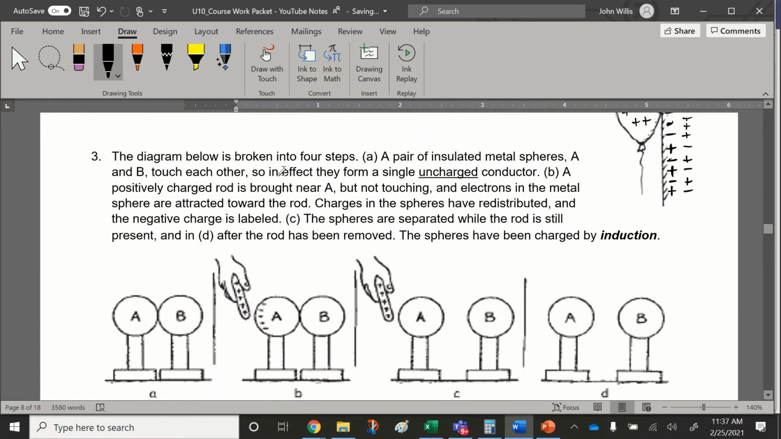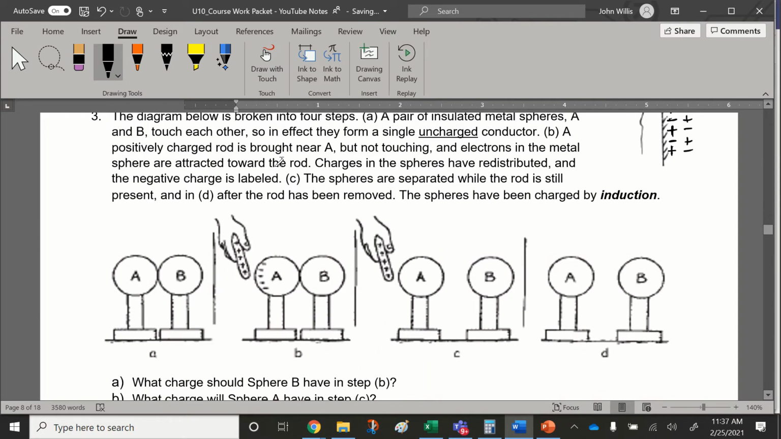Number three, this is how you can induce a permanent charge on an object. So remember, induction does not require physical contact. We're not actually taking this rod right here, despite its positive charge, and making contact with sphere A in any way, shape, or form. We start with a neutral pair of objects. Both of these spheres have protons. Both of these spheres have electrons.